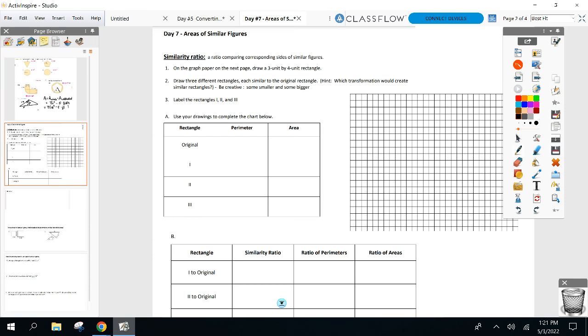All right, what do you say? Let's do this. Last topic for this unit. We're going to compare the areas and perimeters of similar figures. Ooh, we're going way back, aren't we?